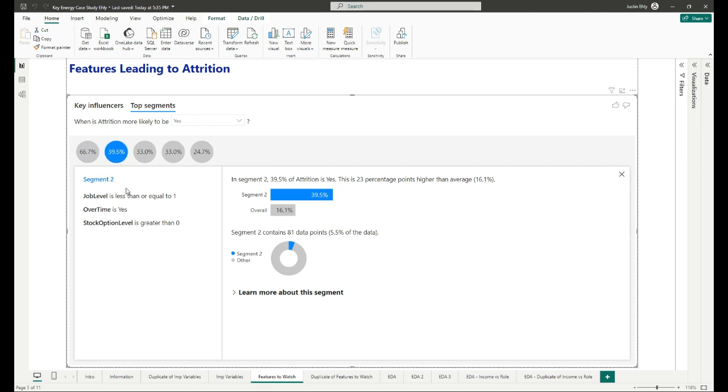The next segment is very similar. Job level of 1, overtime is a yes, but this group of people have stock options. And they're roughly 40% likely to leave a company, which is 23 points higher than the average.